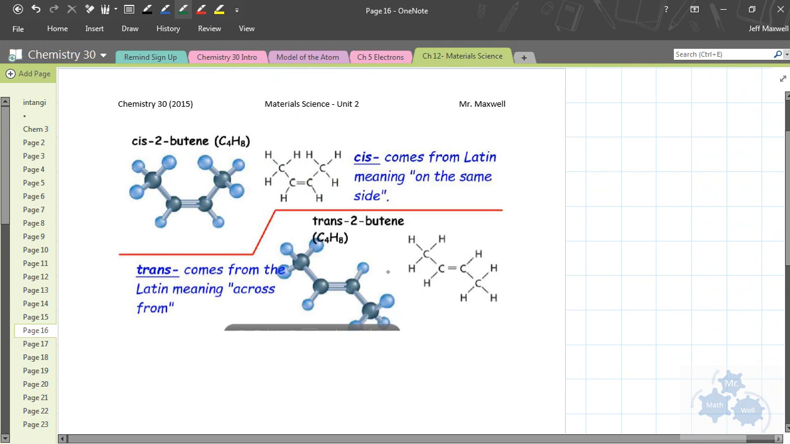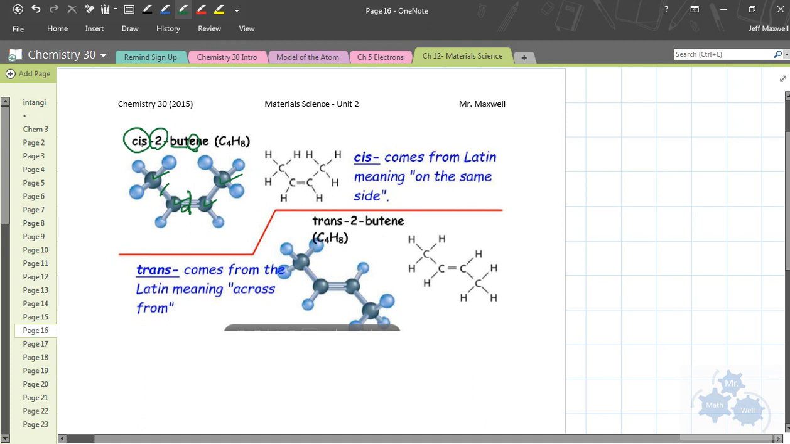And next page here. This is the structural diagram of cis-2-butene. Now let's just think about this for a second. How many carbons? Four. So there's 1, 2, 3, 4. Ene means there's a double bond, okay? And 2 means it's in the second position. So here's the first position, here's the second position, and there's the double bond.